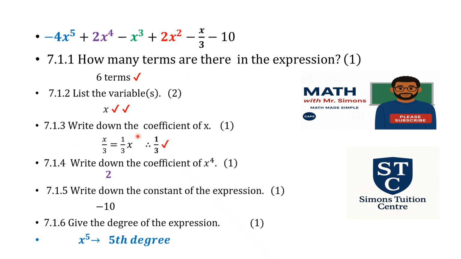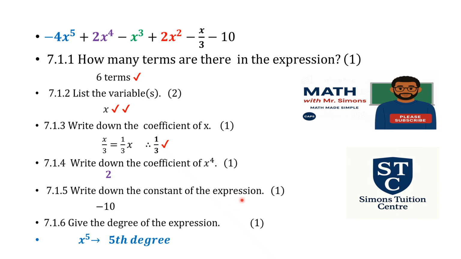7.1.3, write down the coefficient of x. You see there's x to the power 5, x to the power 4, x cubed, x squared. Here's x, so that's x to the power 1. The invisible number in front of x, I assume you remember, is 1. So in short, x over 3 can be written as 1 over 3x. Therefore, the coefficient in front of x is 1 over 3. Not 3. I've seen many learners write 3. You need to remember it's 1 over 3. 1 mark. Coefficient of x to the power 4, the value in front of it, plus 2.